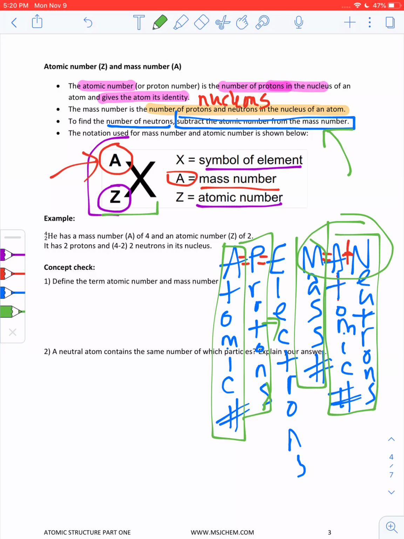Okay, so this is the notation that we use, okay, for atomic symbols. Okay, so we always include the symbol of the element, the atomic number at the bottom, the mass number at the top on the left side. Sometimes you will see a number up here in the top right.